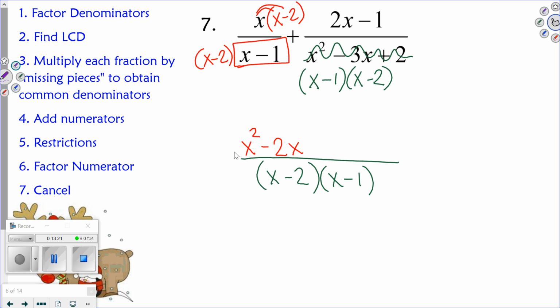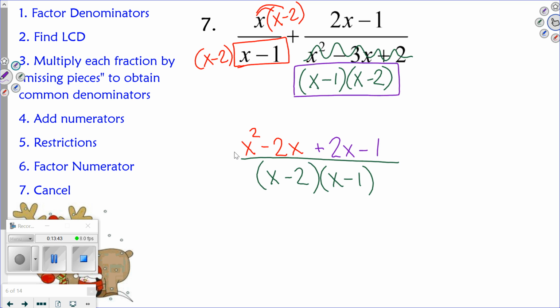Okay, next fraction. What is this denominator missing to look like this? Nothing. So what do I do with the top? I just bring it down. Yeah, plus 2x minus 1. It didn't need anything. It already had all the pieces. But you see how now your denominators are both the same. So I can actually kind of put them together now.